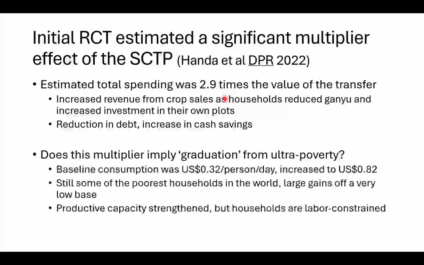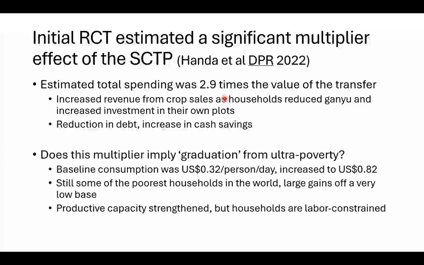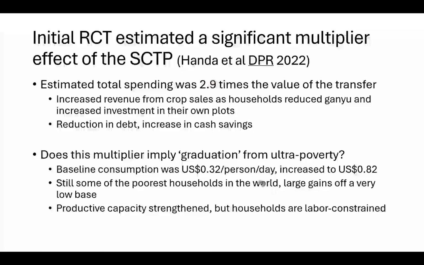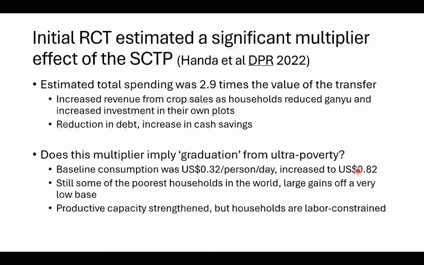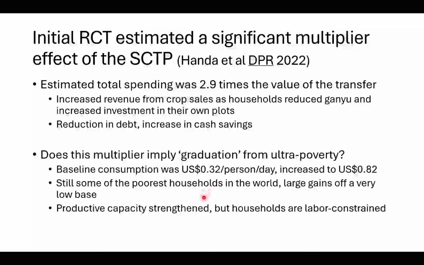So, okay, what are the implications for graduation? Well, a couple of reminders. These households are living on 32 cents per person per day. They are literally the poorest households in the world, right? If you multiply that by 3, you get them up to, well, 2.9. You get them up to like 82, 90 cents per person per day. They will continue to be some of the poorest households in the world, folks, okay? So yes, this multiplier is fantastic. Does it leapfrog them into the middle class? Definitely not. In addition, they're living in very harsh conditions.